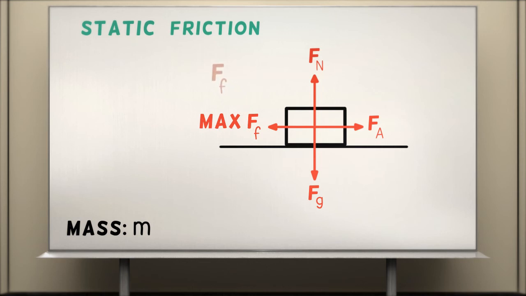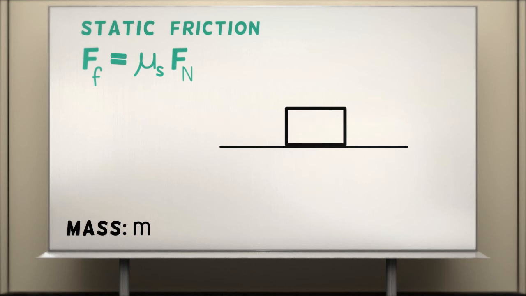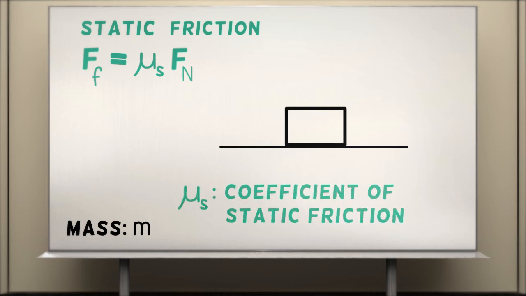We can solve for this maximum force of static friction with the equation Ff equals μs multiplied by Fn. And that's it! We know all about Fn, the normal force, and Ff is the maximum force of static friction. But what about the symbol in the middle? It's a Greek symbol called mu, and it represents the coefficient of static friction.